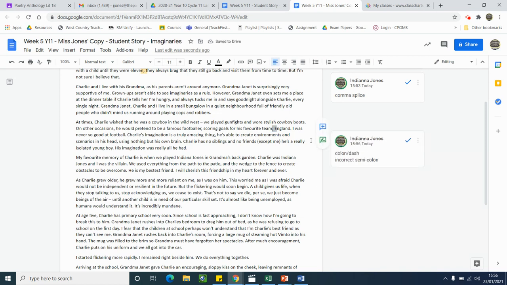The student does loads of good things though, like they've used a dash really well here. They use commas really well to control their longer sentences and in the correct places. So we've got the main clause here, he would pretend to be a famous footballer, separating a bit that doesn't make sense on its own, on other occasions, and another bit that doesn't make sense on its own, scoring goals for his favourite team. They're both joined onto this bit that does make sense on its own. So those are correct uses of commas there.